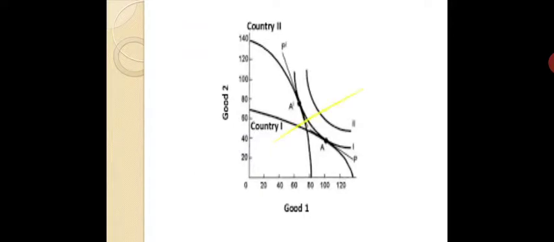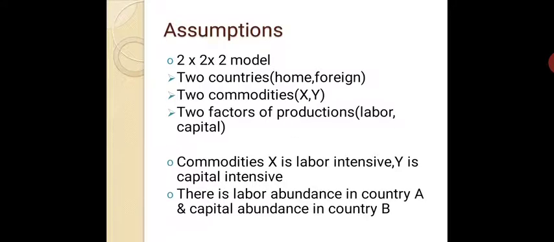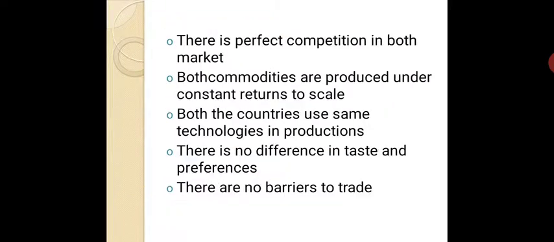Next, assumptions of HO theory. First, this HO theory is a 2 by 2 by 2 model. That means two countries, two commodities, two factors of production. So that's why this theory is called the 2 by 2 by 2 model. Next, commodity X means labor intensive and commodity Y is capital intensive. There are two factors of production. And there is labor abundance in country A, and country B is capital intensive or capital rich.